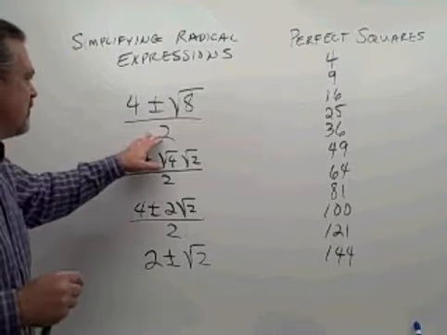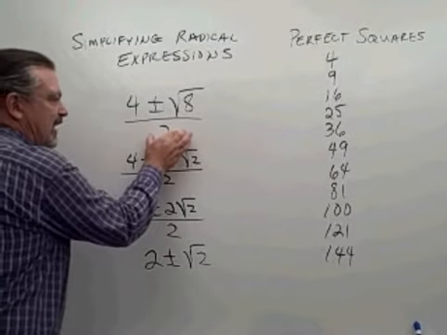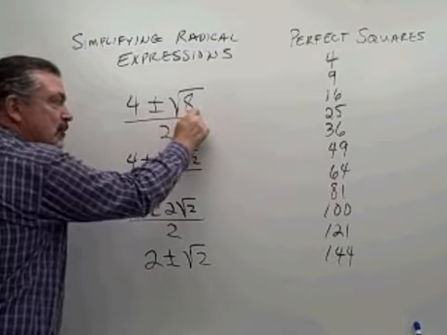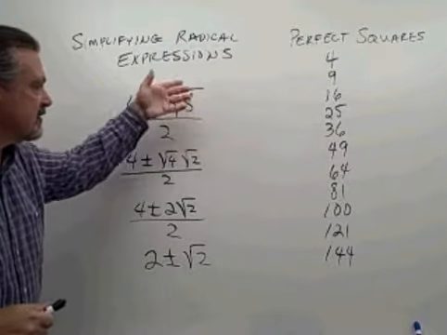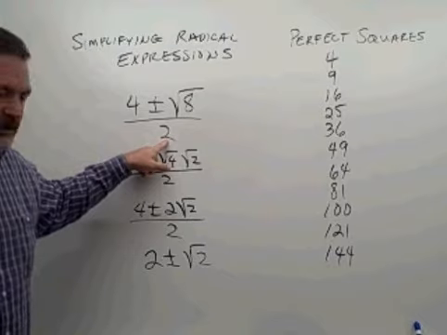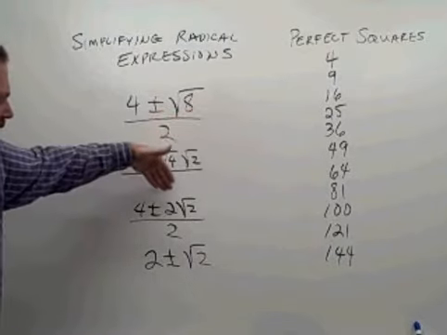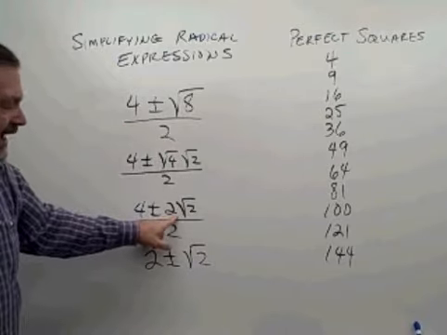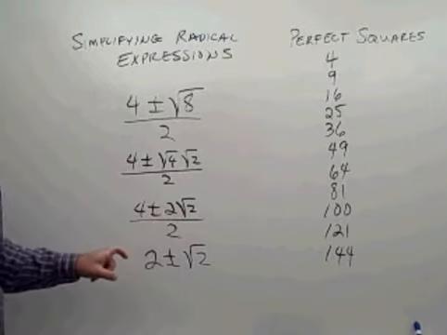Sometimes students want to immediately do the dividing by 2 here, but you can't divide a quantity that is outside of the radical expression into a quantity that's inside a radical expression. 8 is tied up in the radical expression. 2 is outside of a radical expression, so it cannot be divided into the 8. It wasn't until I got here, after I'd simplified the radical expression, where I had a 2 outside of the radical expression that this 2 could divide into.